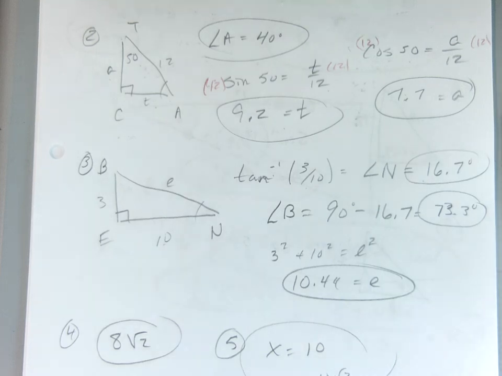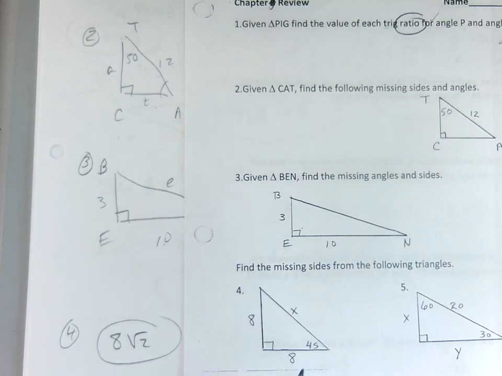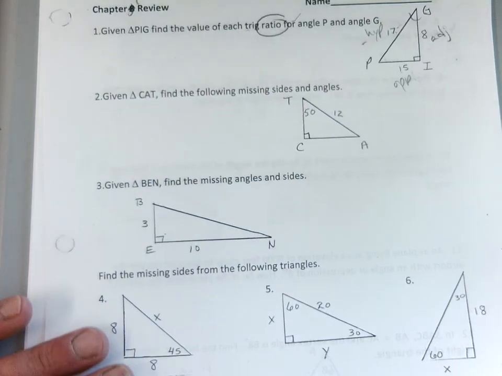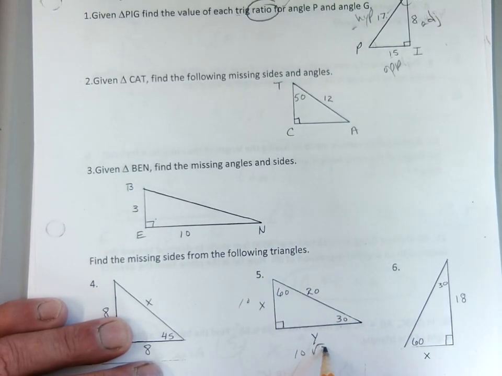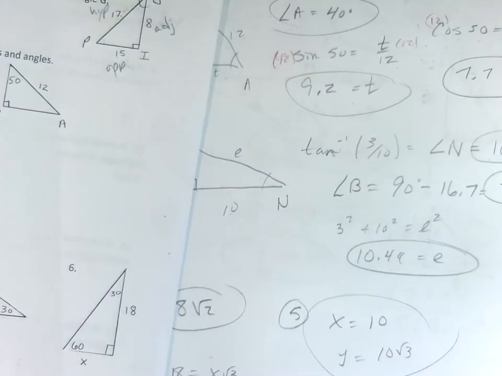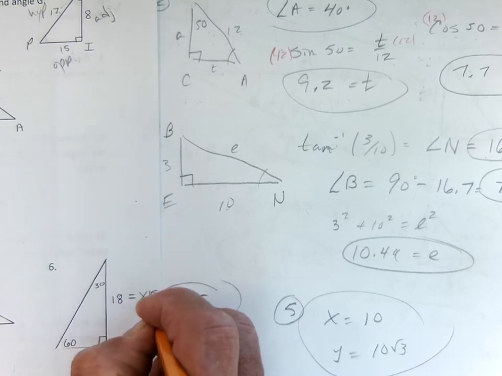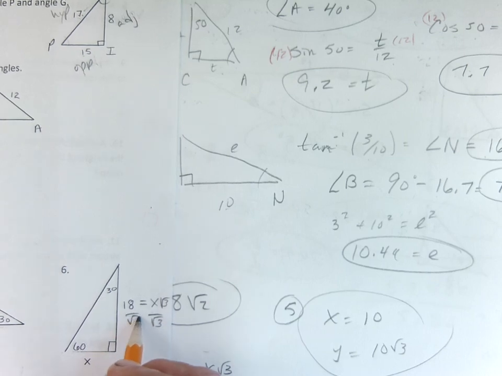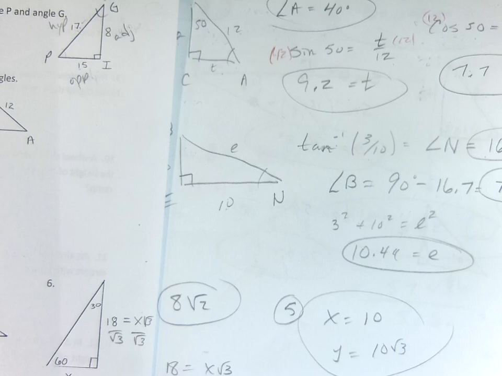Okay, number 4, that is a special right triangle. 8 square root of 2. Number 5, that's a special right triangle also. That's 20. That would be 10, and that would be 10 square root of 3. 18 is different, or 6 is different because right where the 18 is supposed to be some x square root of 3, and it's not. So I solve for x, I divide by the square root of 3, divide by the square root of 3, and 18 divided by the square root of 3 is 6 square root of 3, which is going to be the value of x.